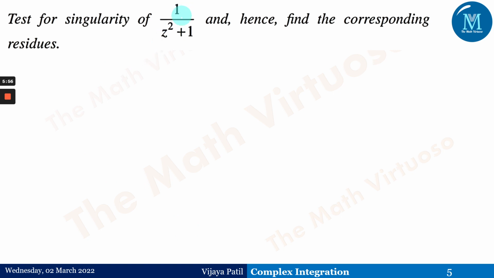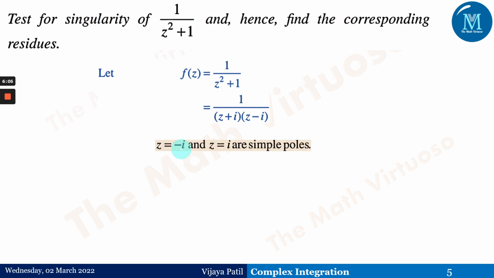Test the singularity of 1 upon z squared plus 1 and hence find the corresponding residue. So f of z is 1 upon z squared plus 1, which has z equals minus i and z equals i. These are two simple poles. Why are these simple poles? Because both of them repeat only once in the denominator as a root.